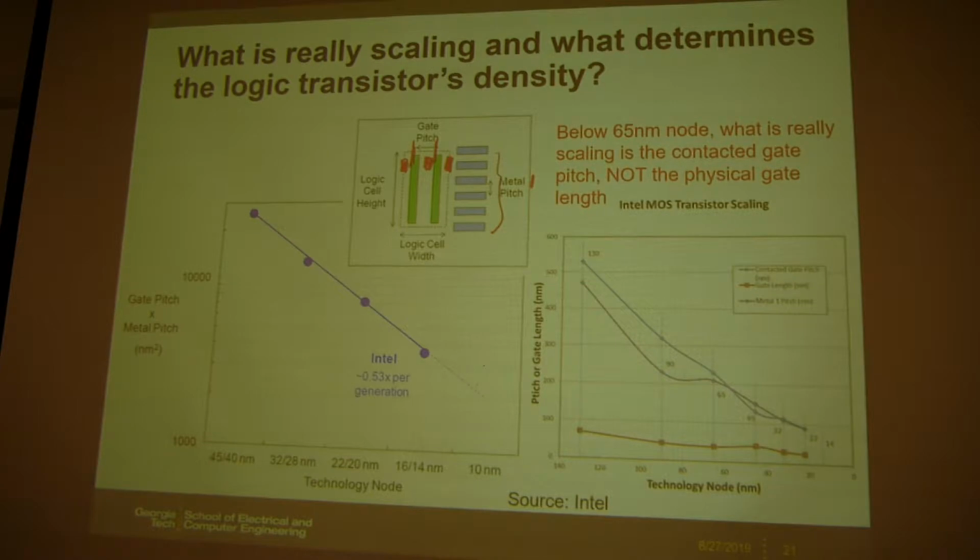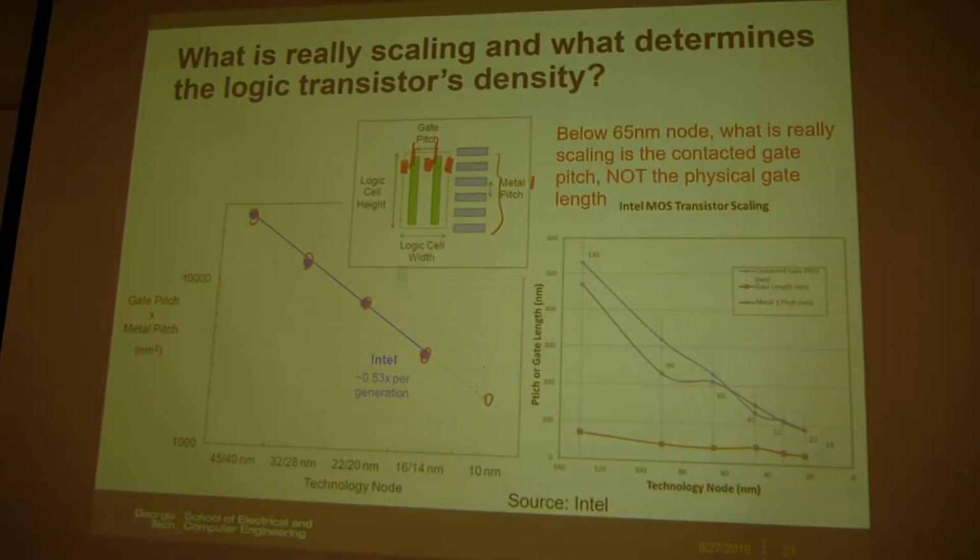So here is the Intel's data from 45 nanometer, 32, 22, and this 14, even to 10 nanometer node. If you use this gate pitch multiplied by the metal pitch, that is the area, like unit cell area. That scales well, follows that almost half per generation. That's the Moore's law, essentially.